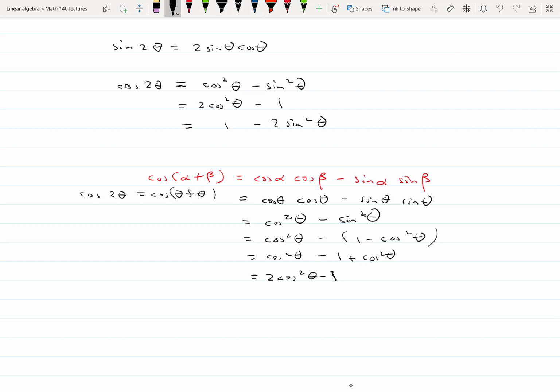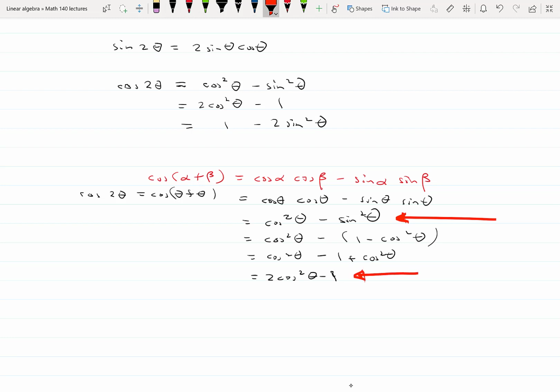So if you forgot everything, oops, let me get rid of that. Not everything, but if you forgot all of the double angle formulas, you can retrieve them by using a sum formula. And from that, you could obtain the second one.